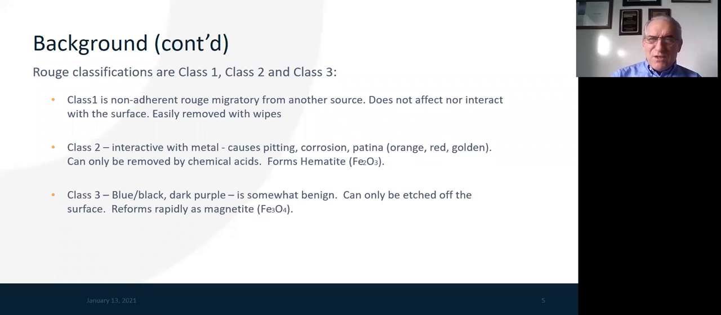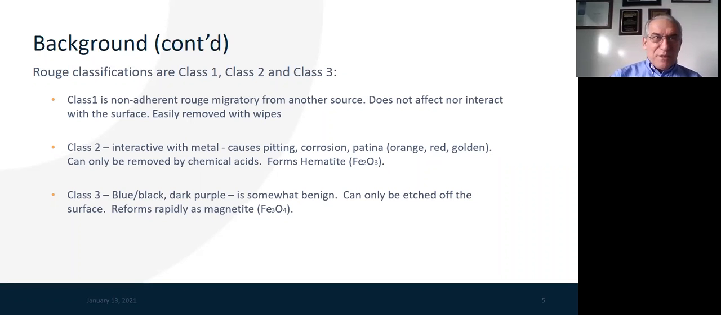Class 3 rouge, which is normally blue, black, or dark purple, is somewhat benign. It actually forms almost an annealing effect and a coating onto the piping itself. It can only be etched off the surface using phosphoric acid at about 80%. It rapidly reforms even after you clean it off.